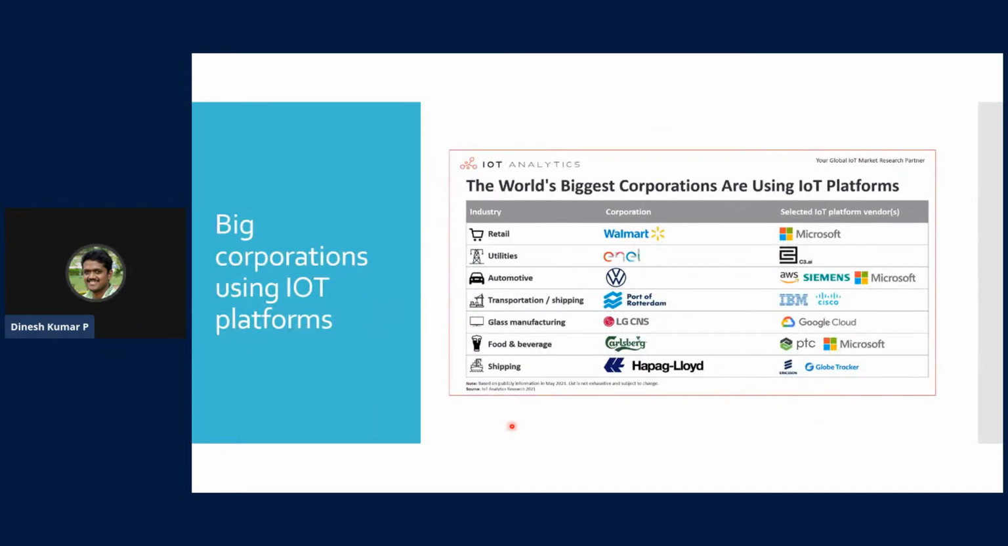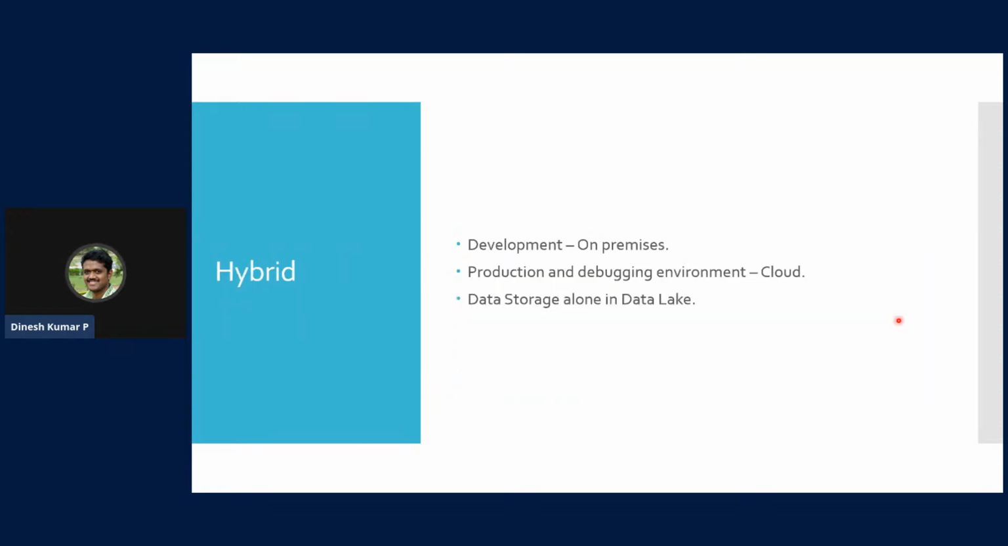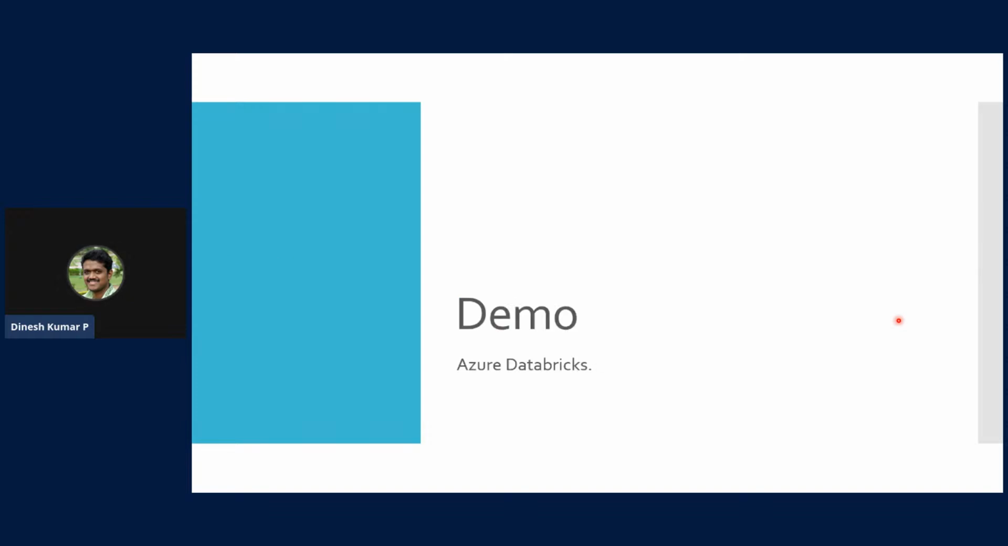This is a very simple, general slide just to explain which IoT platform a specific corporation in a specific industry is using. If you want to deep dive into how each corporation uses this IoT platform and captures the return on investment from the data, you can look further. Obviously, a hybrid environment would also be there. I'm not saying strictly on-premise or strictly cloud. Now let me jump on to the demo portion.